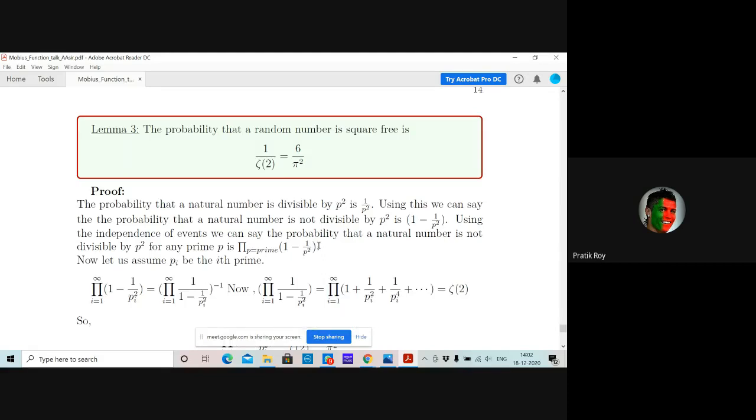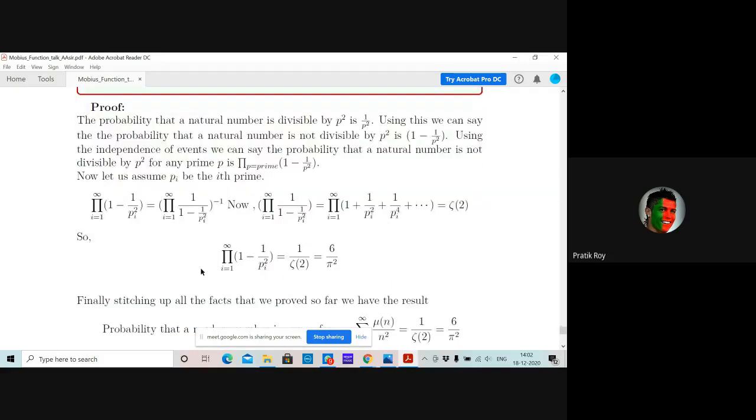Again, by using the classical definition of probability, we are extending this using the natural density concept, extending this notion of probability to infinite subsets, and we get that the probability is nothing but the product over primes p of 1 minus 1 by p square. So what we had before and what we just proved gives our result.